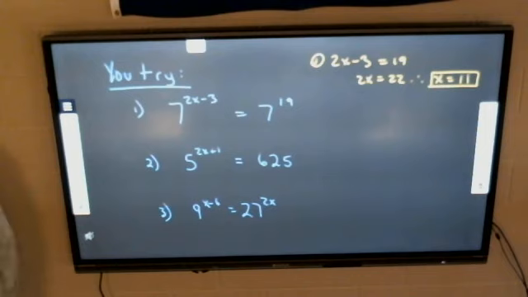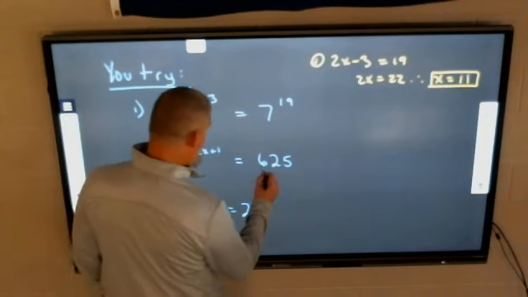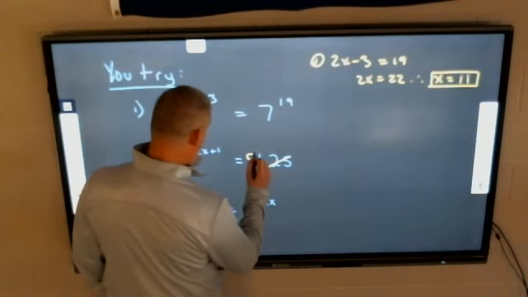Okay, there are a couple people still working, so I'll give another minute or two. Help me out though, 625 can be written as a power of 5. 5 to what power? 5 to the 4. So I'm going to write this as 5 to the 4.